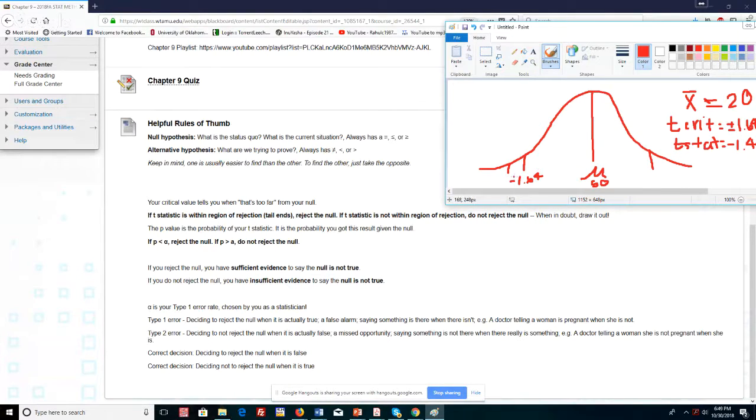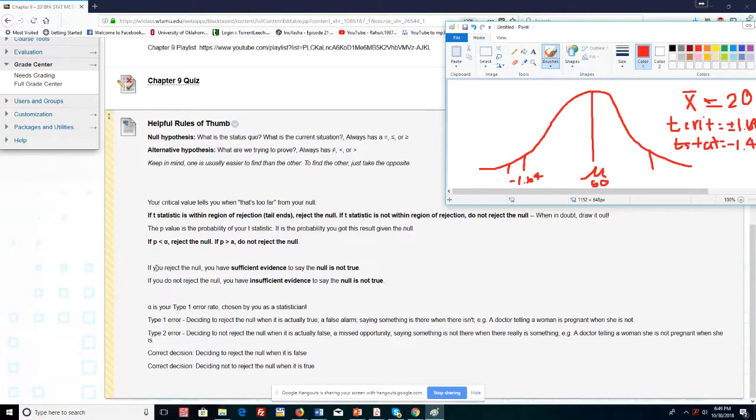Your p-value is related to this. Your p-value is the probability. Remember in our last unit when we were finding the probability under the curve? Well, we are basically getting you ready for null hypothesis testing. So you have your t critical value, your t statistic, and your p-value corresponds to the probability under the curve. So if your probability is less than your error, your type 1 error, which is chosen by you as a statistician, then you reject the null. And if it's greater than your alpha, then you do not reject the null.